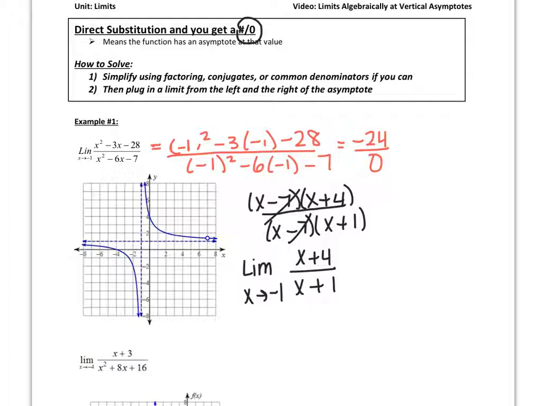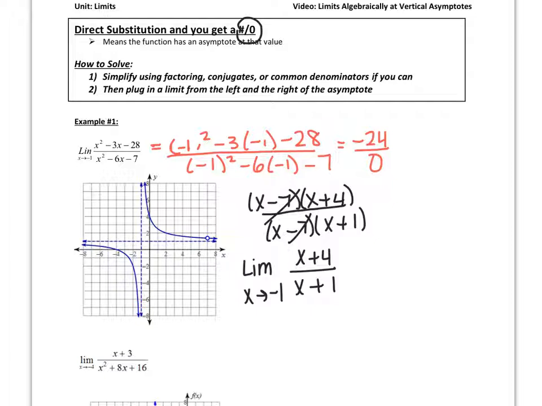We know that if it's still undefined, if it's a number over 0, there's an asymptote from the left and from the right. And we know that these asymptotes are either going to approach -infinity or positive infinity. So all we care about is if it's positive or if it's negative.